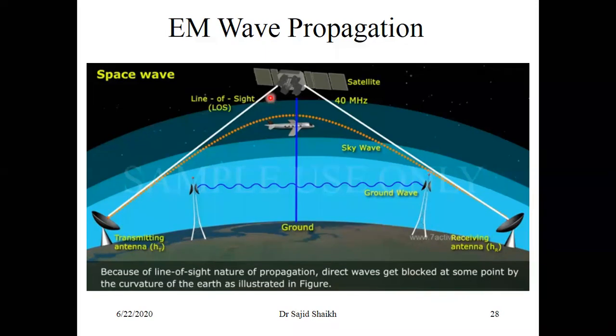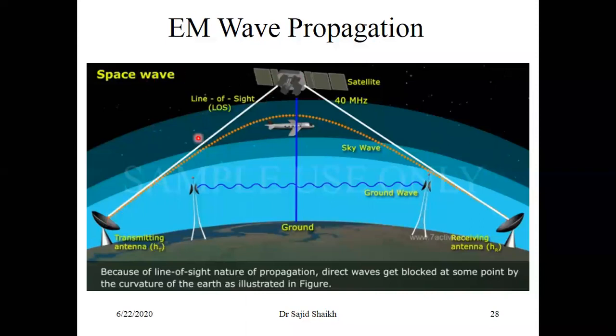Then there is the question of reception. If the signal passes through the ionospheric layer, ultimately we will not get the signal at the receiver station. So for such high frequency, what will be the solution? The solution is nothing but space wave communication.